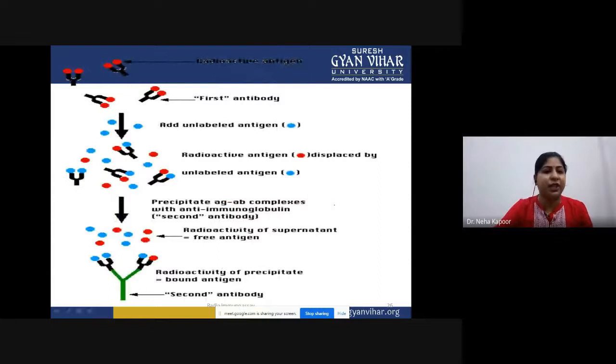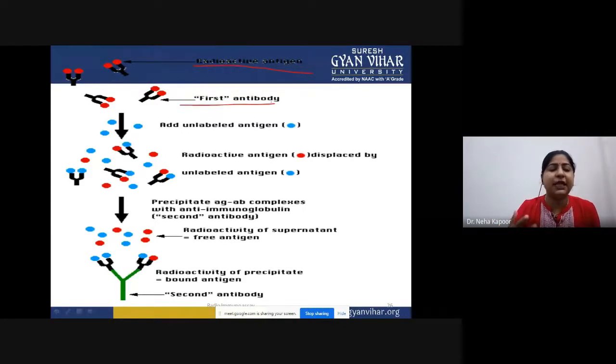This is the complete chart of it. This is the radioactive antigen. This is the first antibody. In the previous technique, whenever it was devised, we had to use a second antibody also. But in the current scenario, we don't use it.